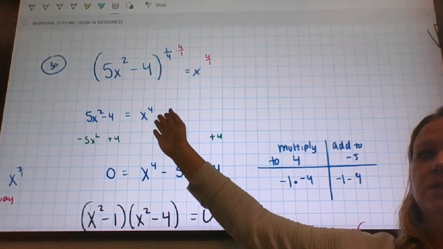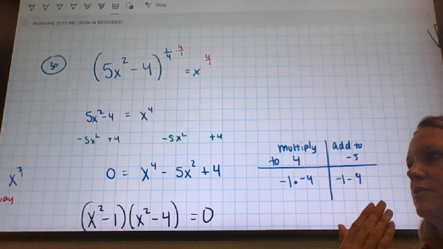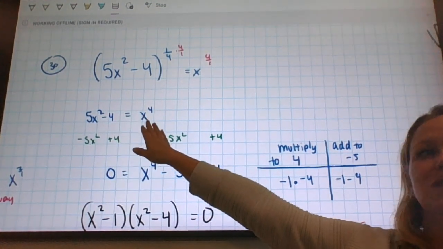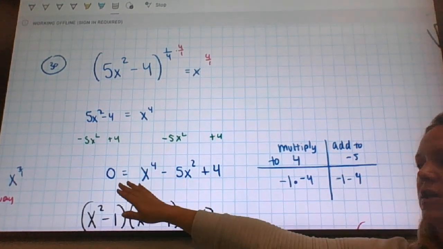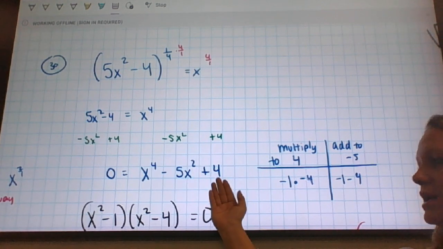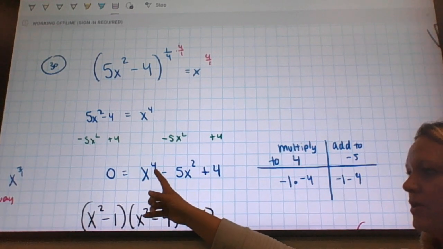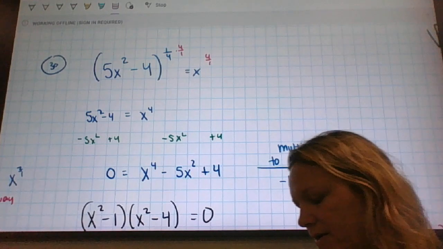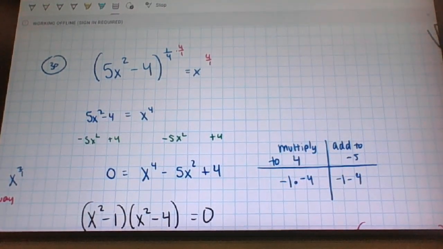You end up with x to the 4th, which is a polynomial. It's a quartic polynomial. We talked about these before winter break. So you're going to look at this just like it's a quadratic. You move over the 5x squared and the 4, set it equal to 0. You factor it as if it was a quadratic. What multiplies to 4 and adds to negative 5? Though, because it's a 4th degree polynomial, your factors, instead of just x, will be x squared. Hopefully when you see that, it looks familiar. You were tested.